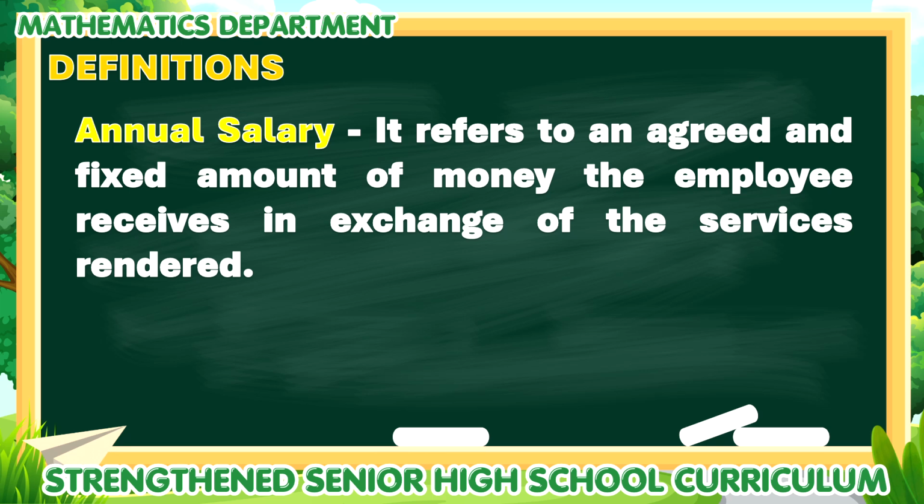Let's start with the key definitions. Annual salary is the fixed amount an employee receives per year. It refers to an agreed and fixed amount of money the employee receives in exchange for the services rendered.